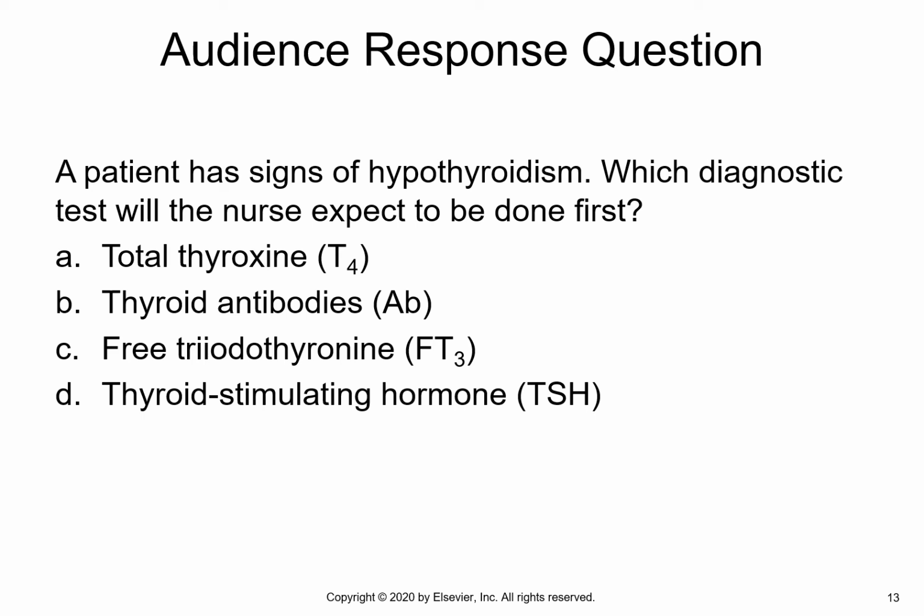So a patient has signs of hypothyroidism. Which diagnostic test will the nurse expect to be done first? So with hypothyroidism, our first test is always going to be the TSH. Usually when you say you're going to do the thyroid panel, the most common thing is the TSH is done first.